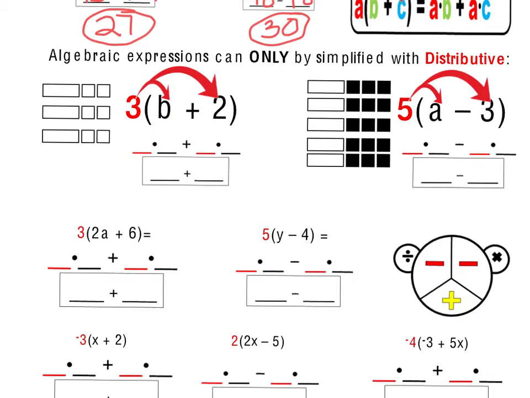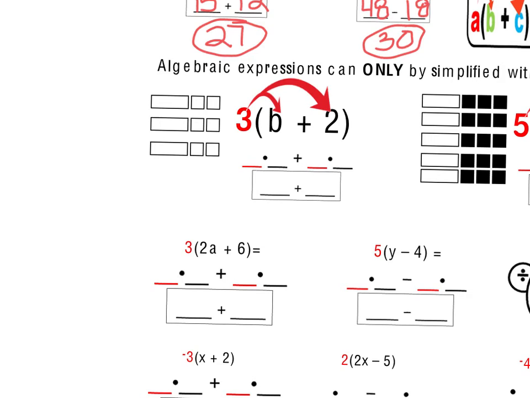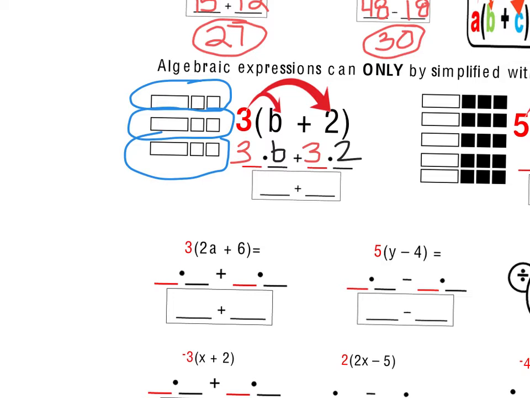So let's think of it this way here. We have 3 groups. Let's think of this outside number as our groups, okay? So we have 3 groups of b and 3 groups of 2, okay? So here we have our 3 groups. See how we have 1, 2, 3 groups. Our triangles can be b, so I'm going to put b's over our triangles. And then we have 3 groups of a positive 2.